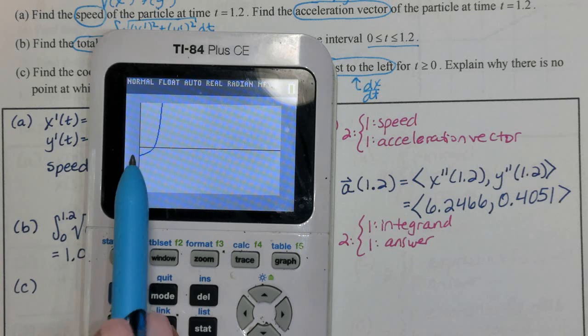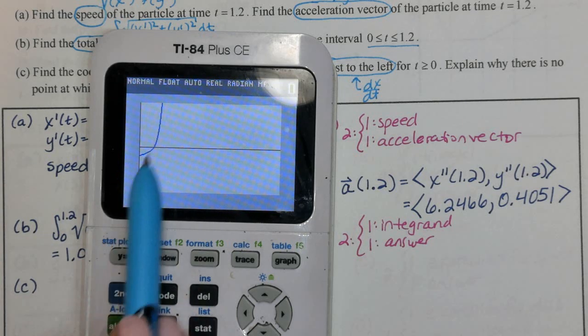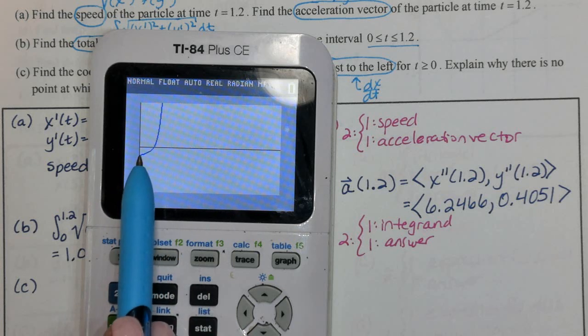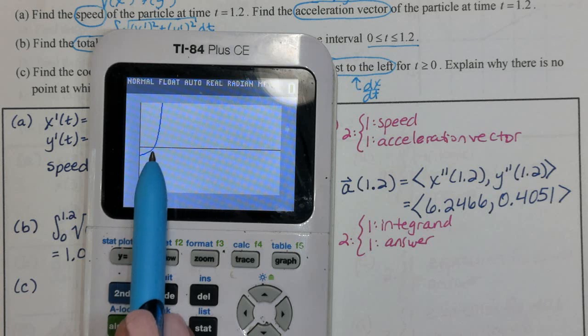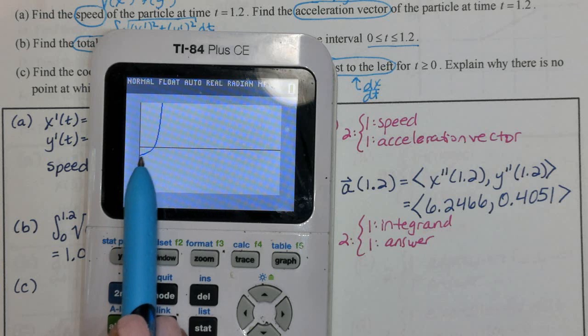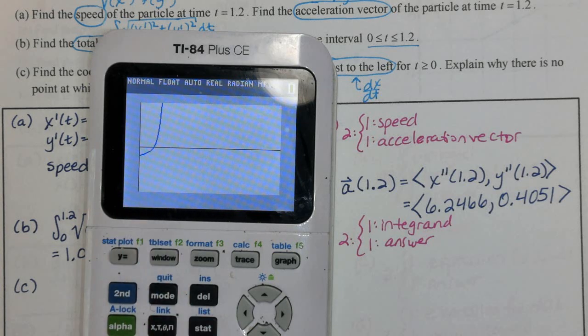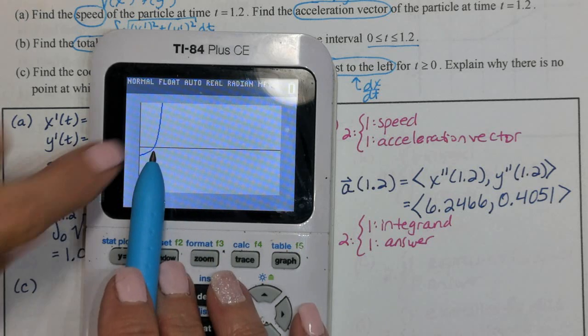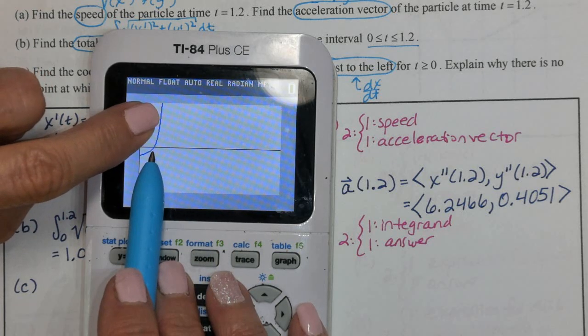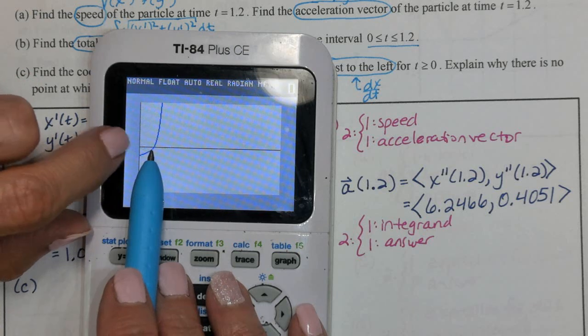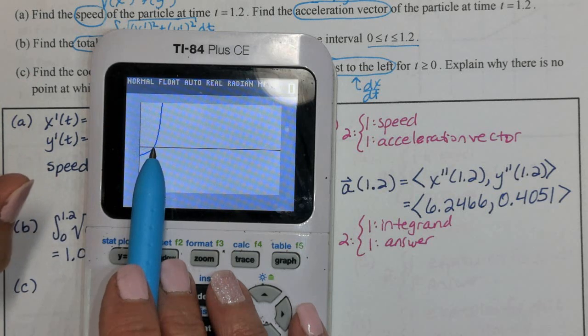So that tells me, remember, this is the graph of the x coordinate. Here the x coordinate is negative something. Here we get to 0. So this is just x prime. When x prime is negative, the particle is moving to the left. When x prime is positive, the particle is moving to the right. That means that the furthest left is when x prime is whatever that is.